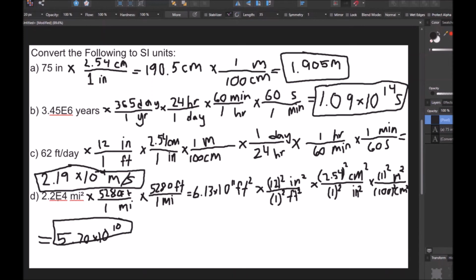And then for 2.2 times 10 to the 4th miles squared, your SI unit of length is meters. But the important thing to remember here is that you want to square everything because it's miles squared. And if you do that, you get 5.70 times 10 to the 10th meters squared.